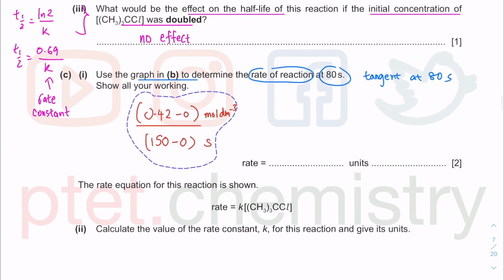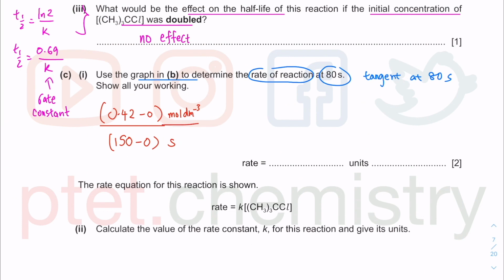So I got to show all my working, right? So I'm showing all my working. And just press 0.42 divided by 150 on the calculator. I get 2.8 times 10 to the minus 3. Do not forget to show your units. There's mole per dm cube per second. So just putting in the final answer now. And mole per dm cube divided by second.